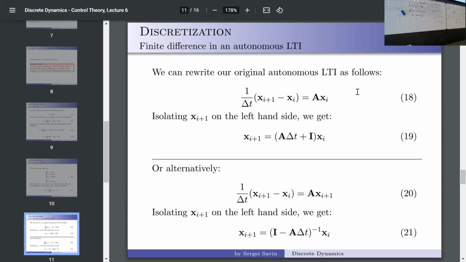So expression 19 tells us the relation between the original expression, which, remember, was x dot equals Ax, and our discrete expression, which is this. The relation is given like here.